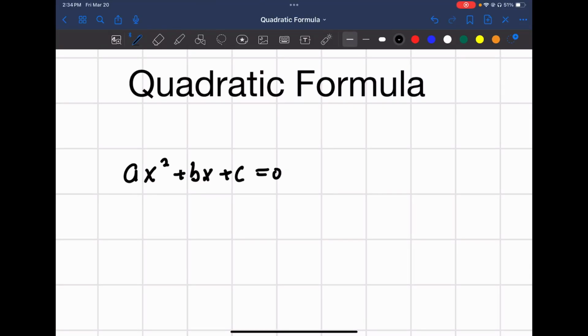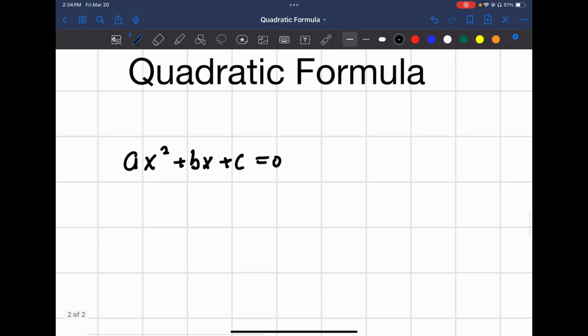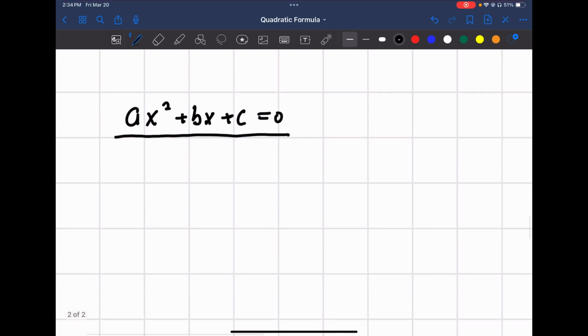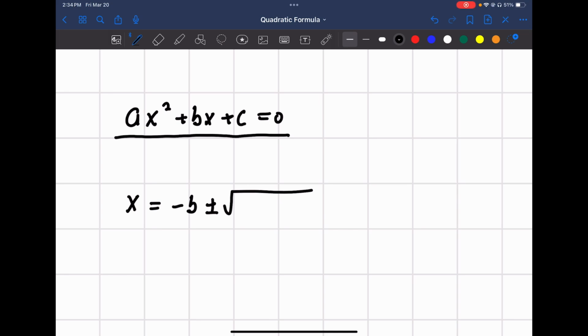In this video, we will be learning how to solve quadratic equations using the quadratic formula. Now, this would be the standard form, which is ax squared plus bx plus c equals 0. And if you want to solve for the variable x, one way to solve is to use the quadratic equation, which is minus b plus or minus the square root of b squared minus 4ac divided by 2a.